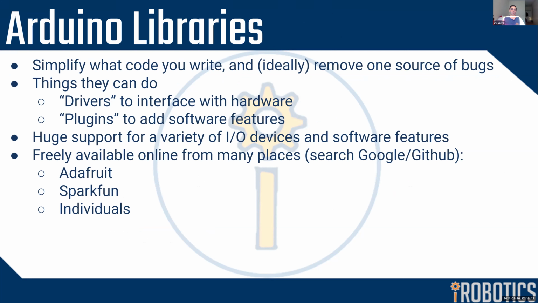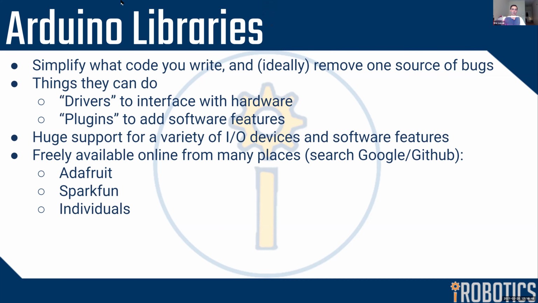So before we get there, Arduino libraries. Like I mentioned before, you can write your own libraries, or you can use other people's. They help you simplify what code you write and remove sources of bugs, because if you're using somebody else's library, hopefully they've already removed the bugs, and then that just means you can use it and assume it's working correctly. Only works if you have really well-known libraries, but it's generally a decent assumption.